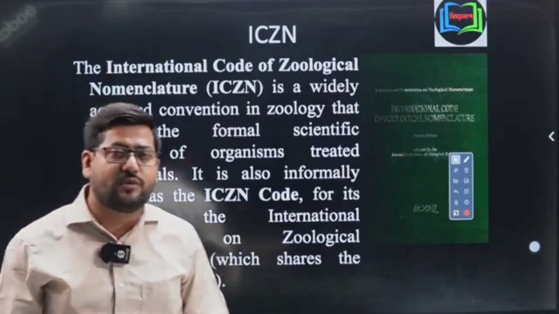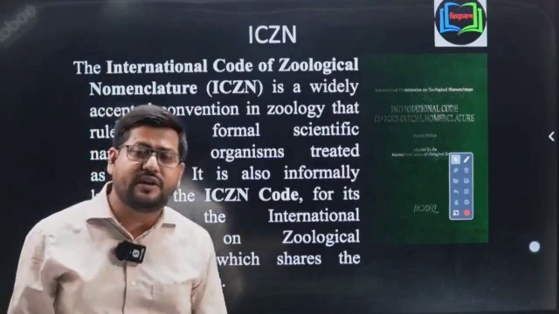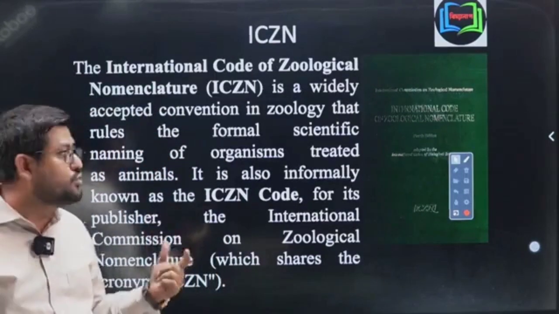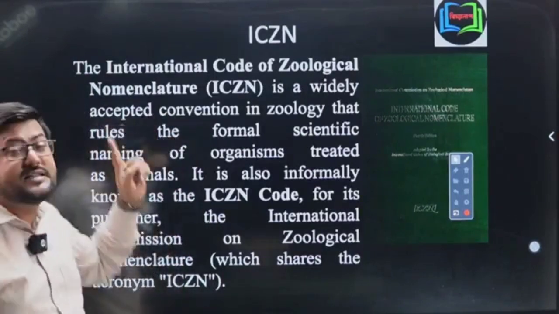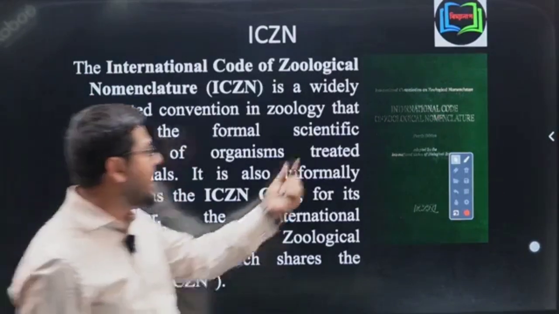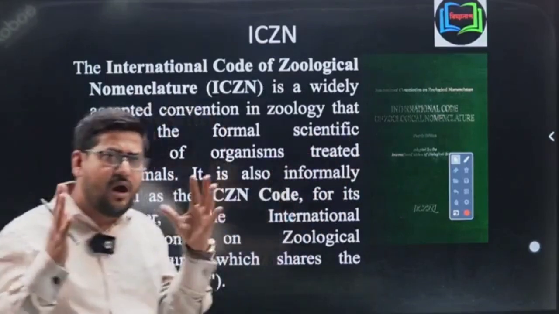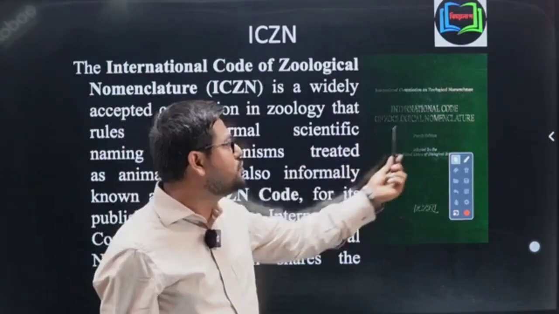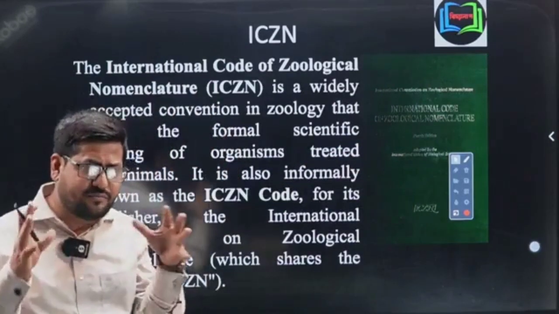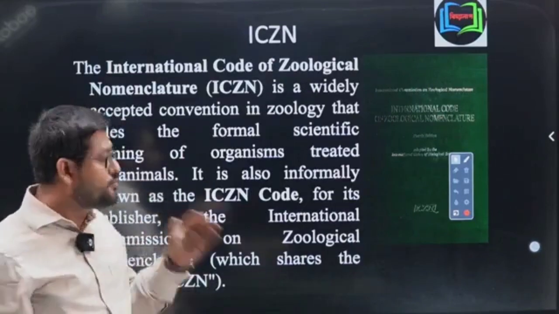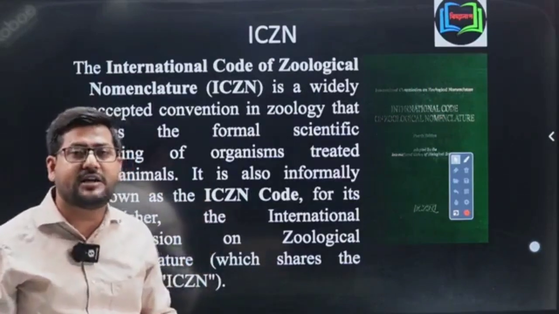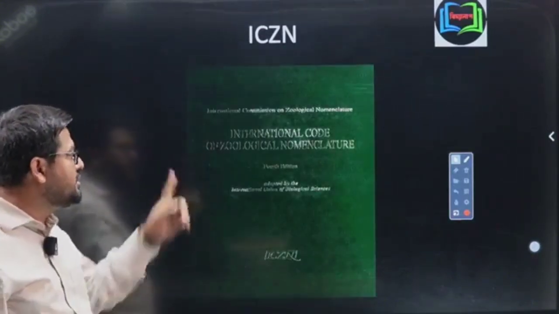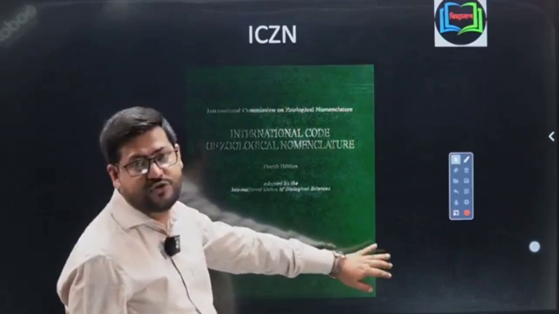Now, who is responsible, and which rule is followed for giving the scientific name? This is an important thing you have to know. It is the ICZN. The ICZN sets rules of nomenclature, which is why it is called the International Code of Zoological Nomenclature. There are some rules, and by following them you can give a scientific name to a particular animal. And this is the 4th edition of that book, the International Code of Zoological Nomenclature.